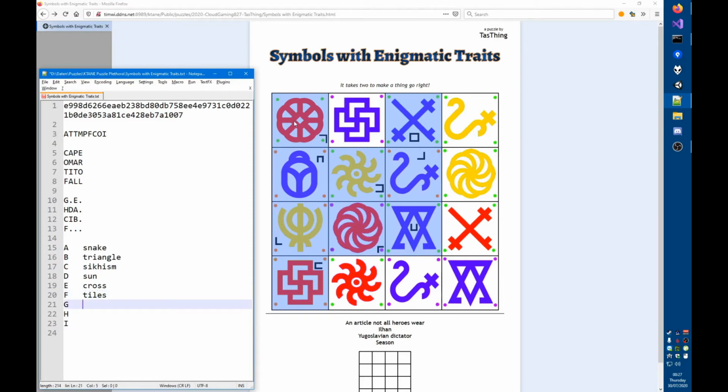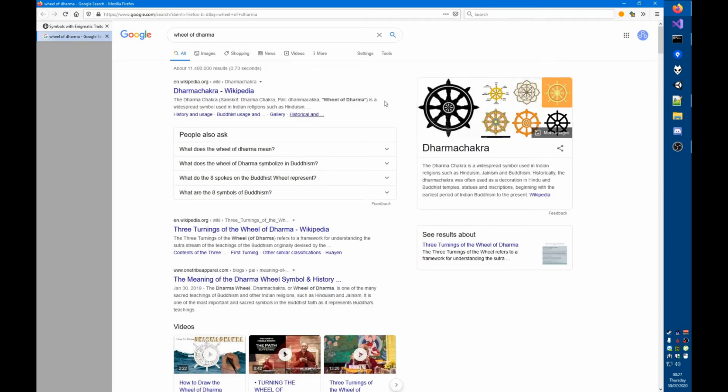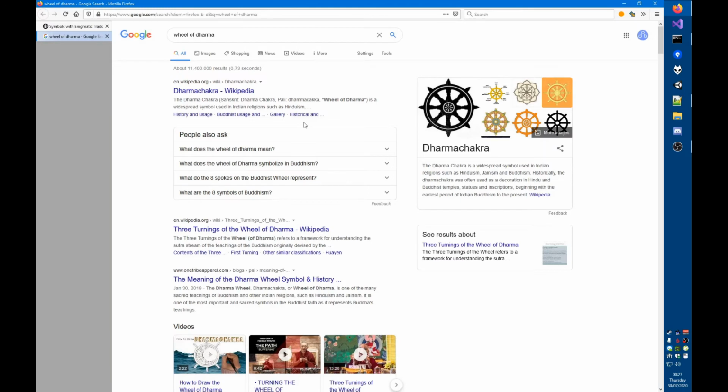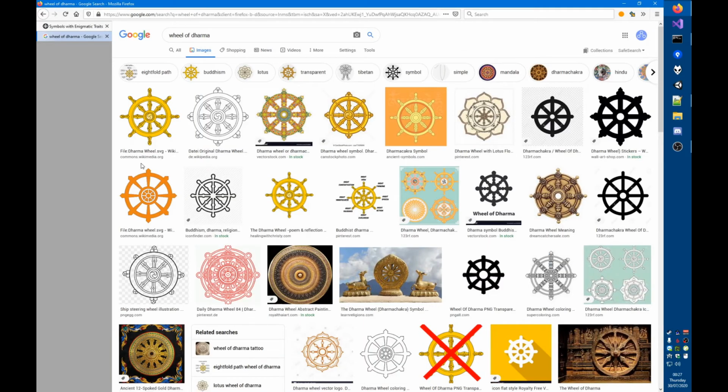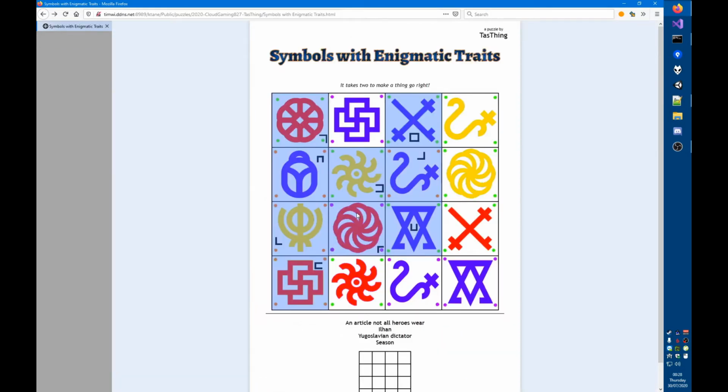G is this, isn't this the wheel of Dharma? I'm suddenly thinking maybe all of these are symbols of religions. Yeah, that is, hang on, does that look like it? It looks reasonably similar, doesn't it? Yeah, not completely. This actually looks more like a steering wheel on a ship. But still, it's kind of making me wonder whether all of these are symbols for some religion or other, and that I might just not.